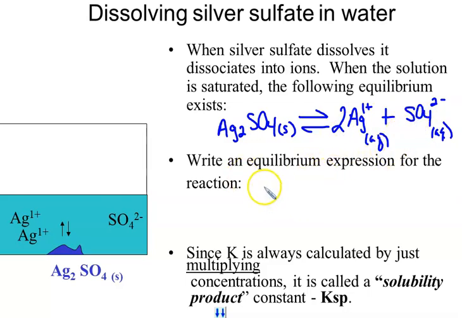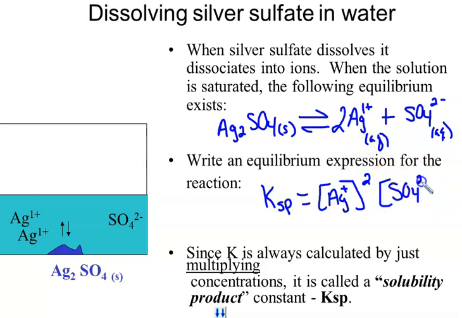So the equilibrium expression is still a K. This one's now called KSP. We'll talk about why it's called KSP in just a second. And it's always the products over the reactants raised to their coefficient powers. And so you're going to have silver ions, but they're going to be raised to the second power because we always raise them to their coefficient power, times sulfate ions. Please always make sure you put that. And that's raised to the first power. You do not have to write 1. I was just doing it for emphasis.